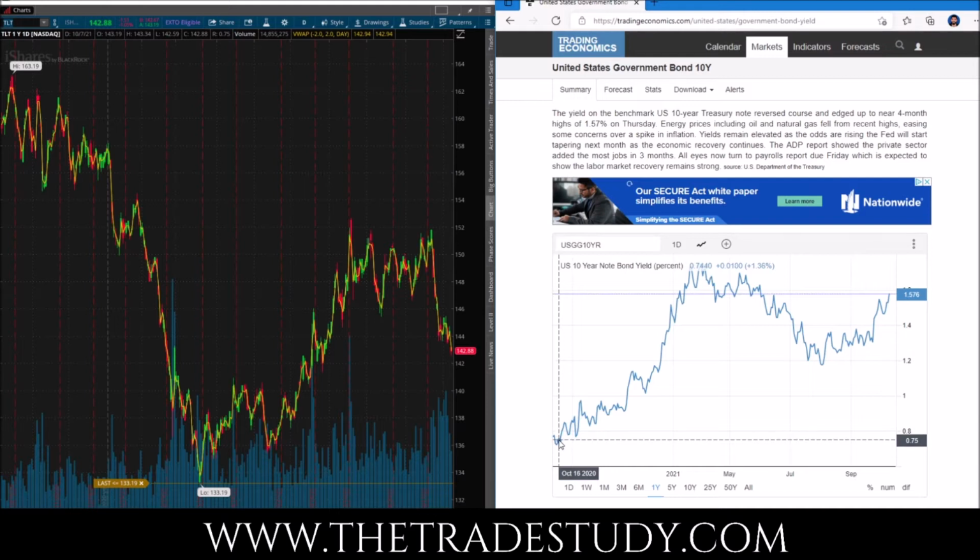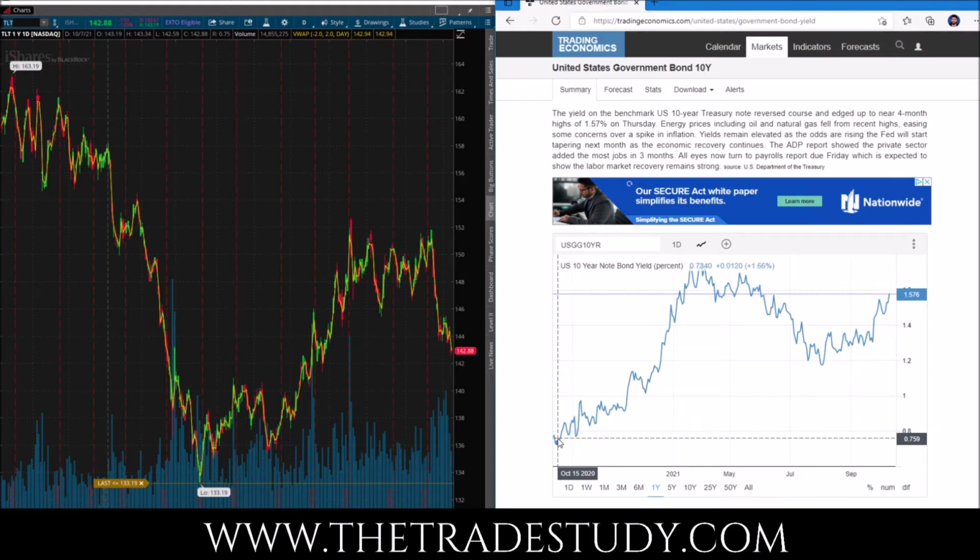So as the bond yield rate goes down, TLT will go up as a stock. So if TLT is going up, that means the bond yields are going down. If the bond yields are going up, TLT, the ETF, the stock that you're trading, is going to go down. So it is an inverse relationship. That is one of the most important points about understanding this.